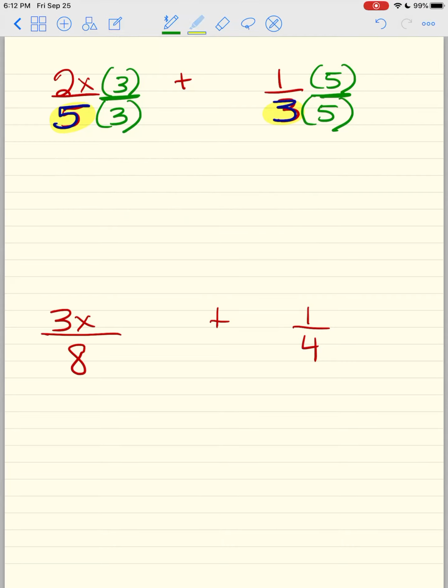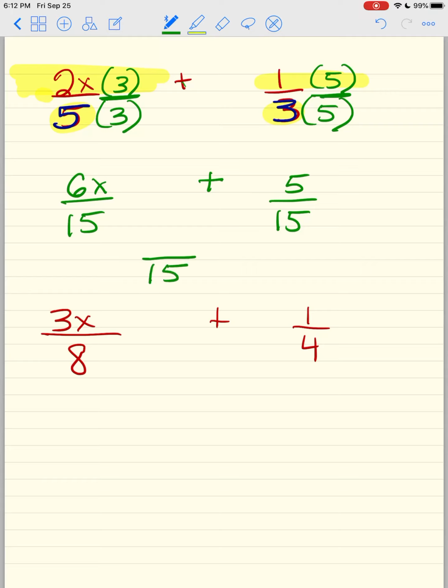So now, let's get rid of this. When you multiply fractions, you multiply top times top. So 2x times 3 is 6x, and 1 times 5 is 5. Make sure we bring our plus with us. The denominator, 5 times 3 and 3 times 5, both give us 15. Now that those match, I'm able to keep the denominator and combine the numerator. 6x plus 5 is 6x plus 5. Do not say 11x or anything else. You cannot combine them. So this is the final answer for this.